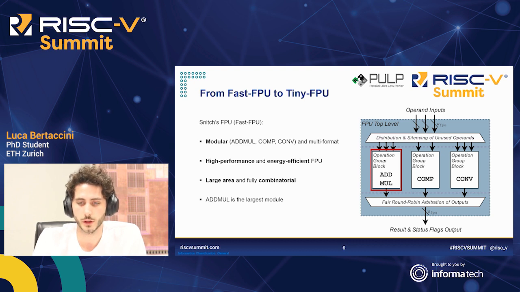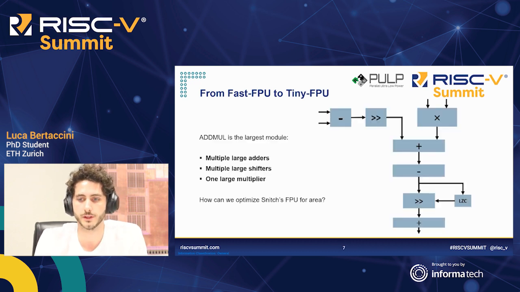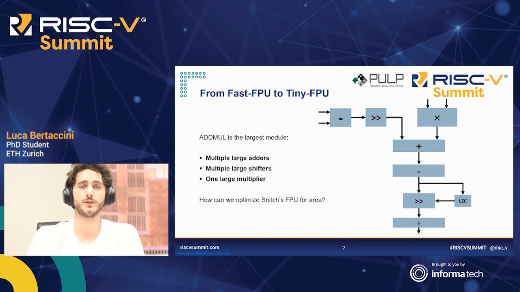We investigated this design a bit more, and we started from the ADDMUL operation group because the module dedicated to this operation group was the largest one. This module required multiple large adders, multiple large shifters, and one large multiplier. So it's fully combinatorial, and this is why fast FPU can achieve single cycle execution. Its combinational path is, for this reason, quite long. So we started from here, and we asked ourselves, how can we optimize this FPU for area?